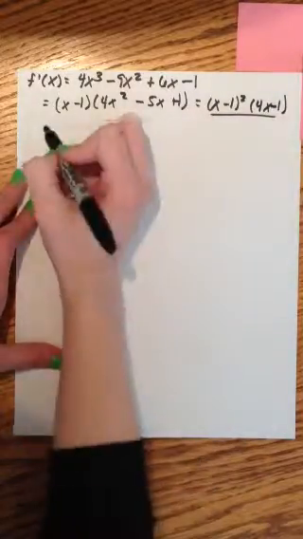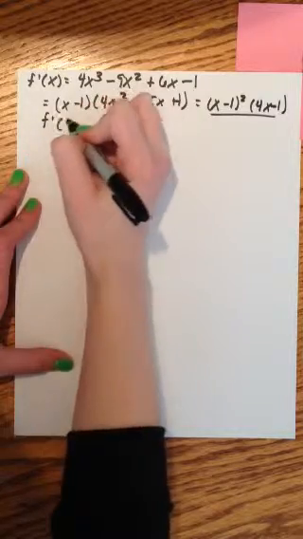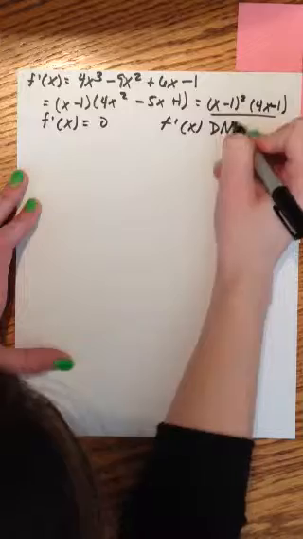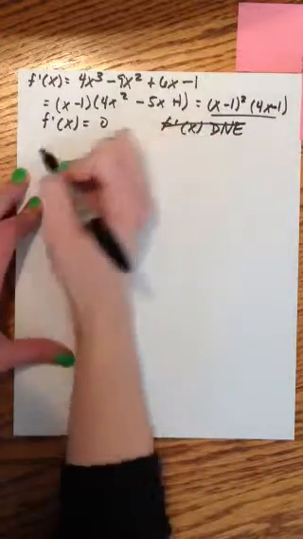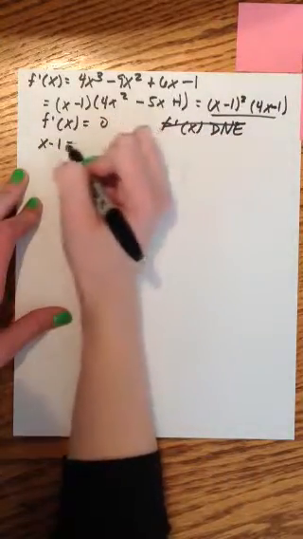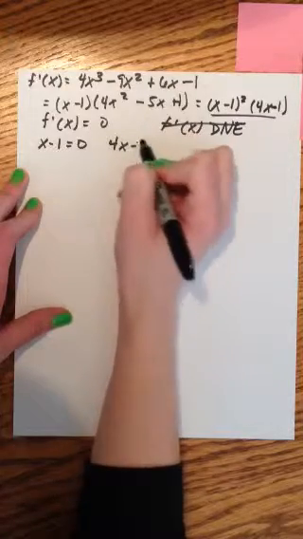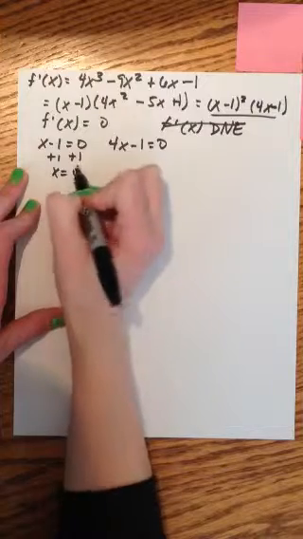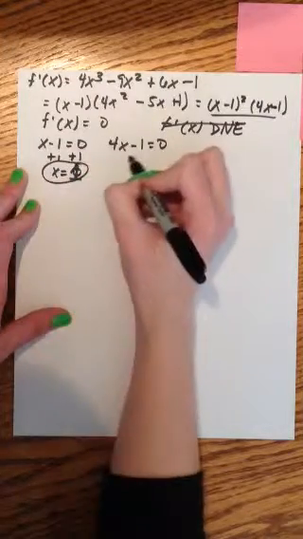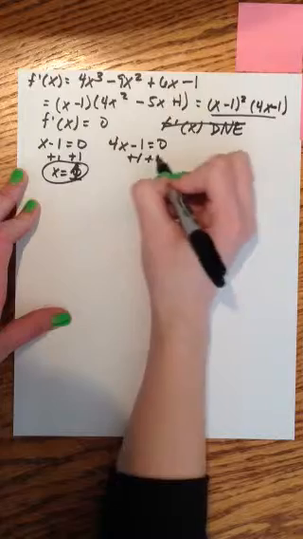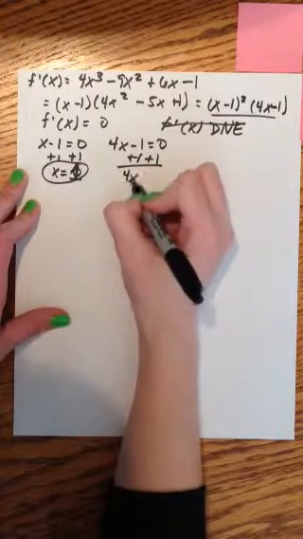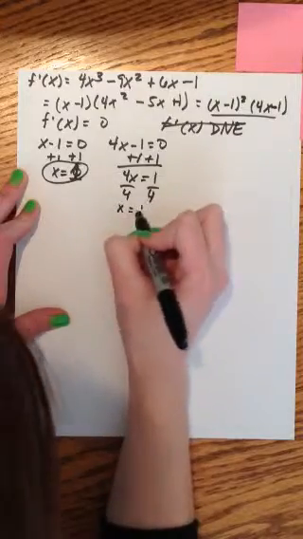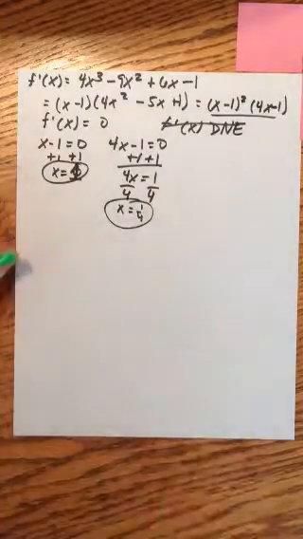So we can set that equal to 0, so we find where f prime equals 0, and where f prime does not exist. Well, this is a polynomial, so it does exist everywhere. So we set x minus 1 equals 0, and 4x minus 1 equals 0. Get x by itself. x equals 1. Then divide by 4 to get x by itself. x equals 1/4. So those are our critical values.